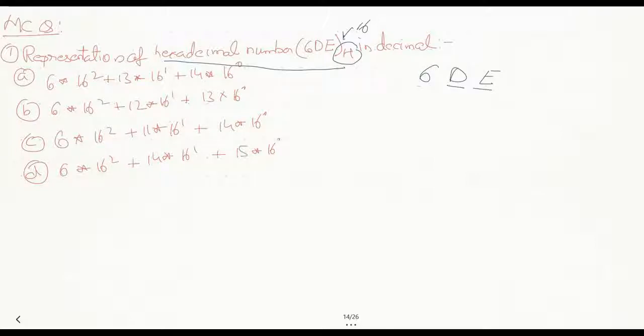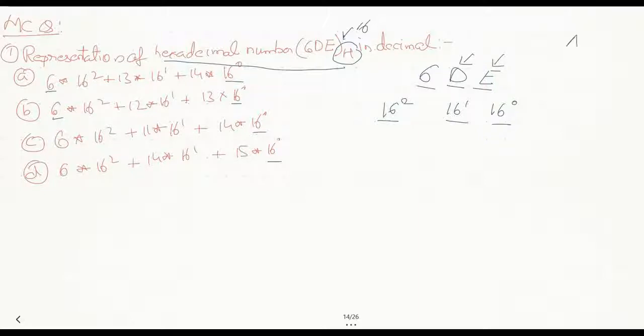Now the positional value we have already discussed. This position stands for 16 to the power 0, this is 16 to the power 1, and this is 16 to the power 2. The position values are over here, and as we can see, all of them are exactly correct in terms of their positional values. So all we have to do is identify the notation. Now this 6 is also right, because it is not going to change. Only the values that are going to change are D and E.